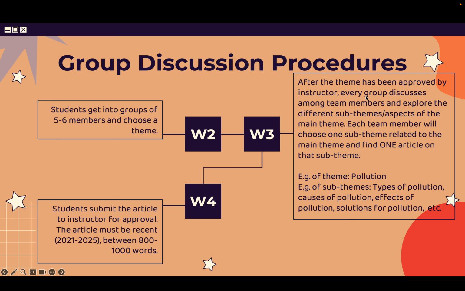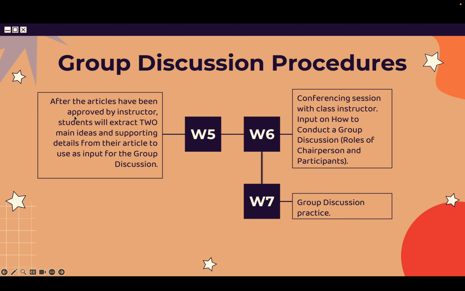Once they find the article, they have to submit the article to the instructor for approval. The article must be recent and between 800 to 1,000 words. So not too long, not too short. During week 5, after the articles have been approved by the instructor, students will extract 2 main ideas and supporting details from their article to use as input for group discussion, specifically for part 1. So when they have one article, let's say it has 5 main points, they will only have to use 2, the main points and supporting details, and this will be used during part 1 individual.